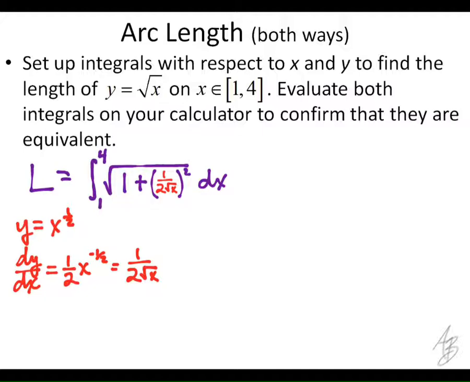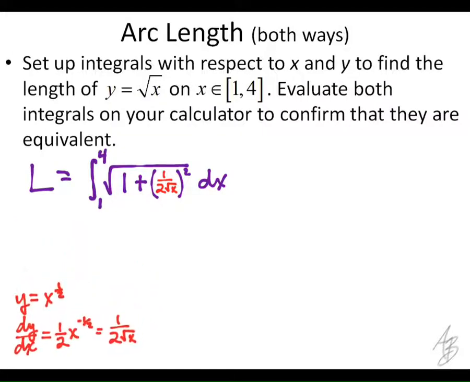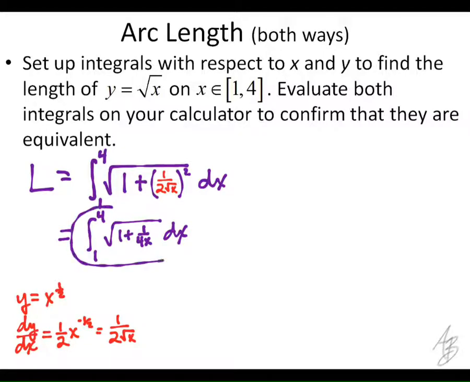Now, I would strongly recommend simplifying this before putting it in your calculator, mostly just to save you a little grief. It can be a little bit tricky putting stuff like this in there. I know you guys know how to do it, but I would rewrite this as the integral from 1 to 4 of the square root of 1 plus 1 over 4x with respect to x. And you could, if you wanted to, even write this as a single fraction, and you could rewrite it in different ways. But this is a good integral here to type in your calculator and evaluate.